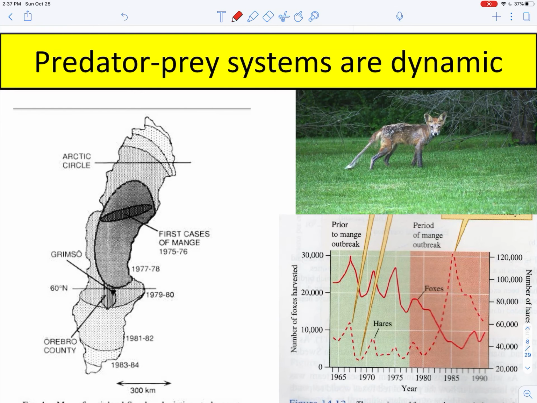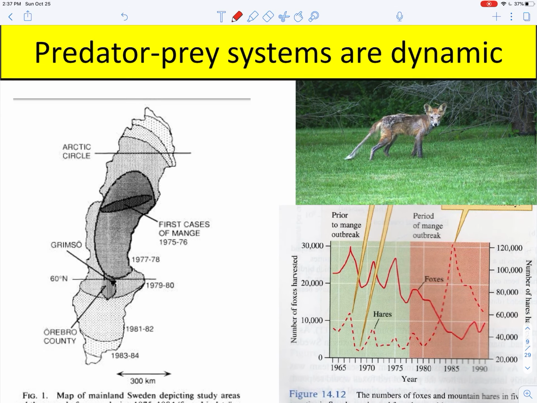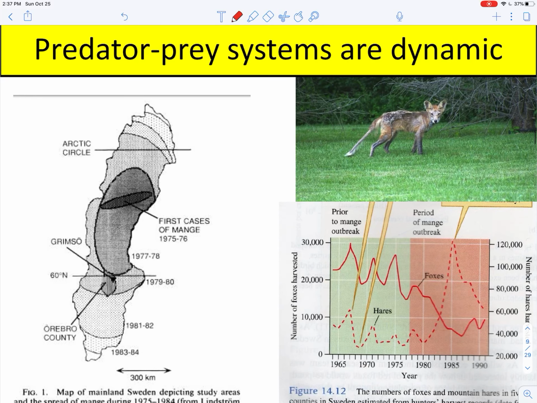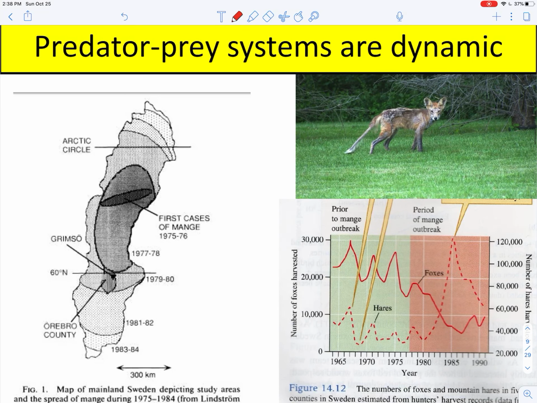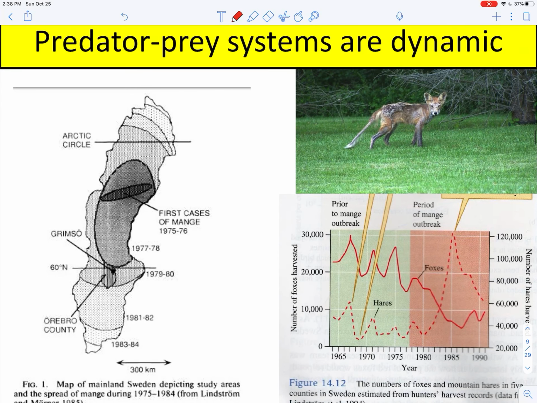So the bottom line here is that predator-prey systems are dynamic, and they change throughout time. And whether we think about these predator-prey systems being true predators and prey, we can also expand this to think a little bit about how parasites and pathogens may disrupt communities and populations.